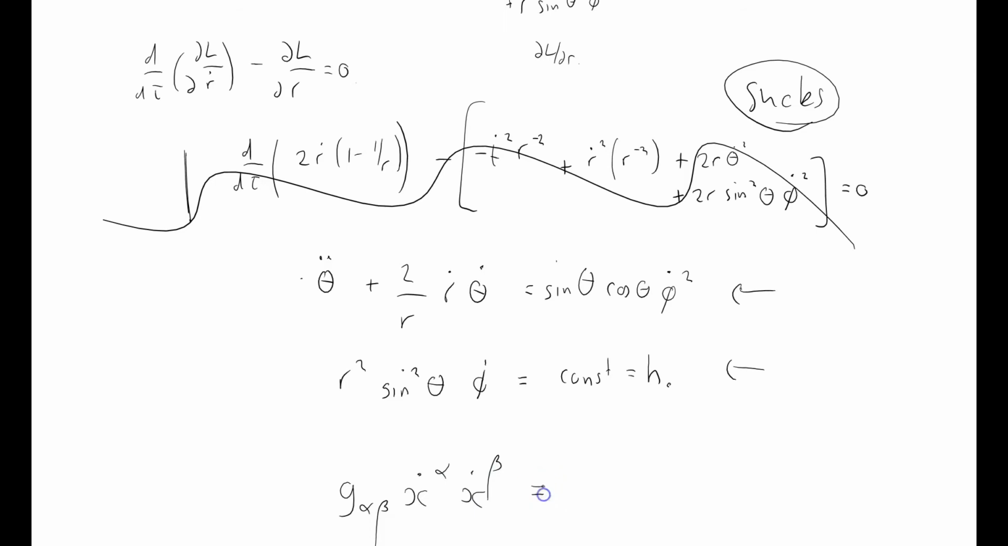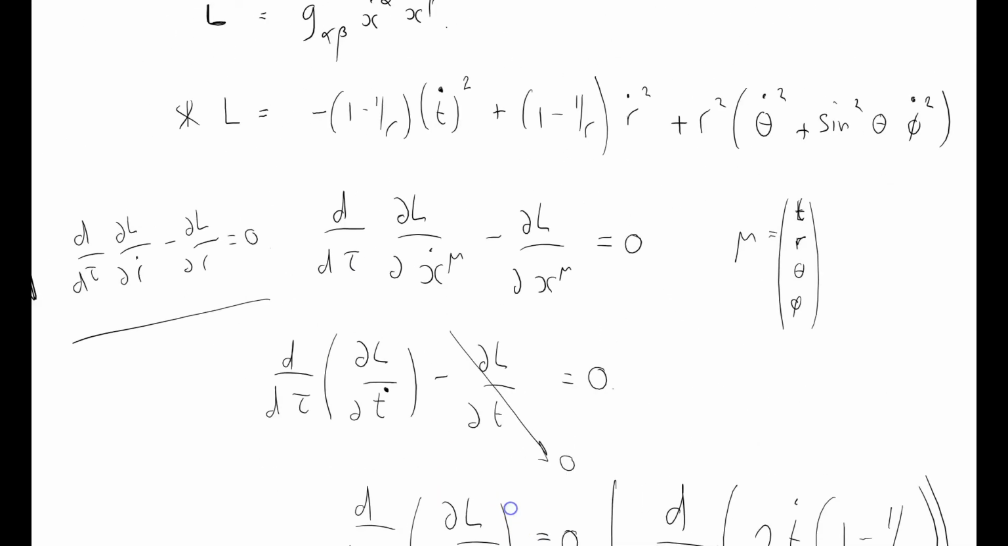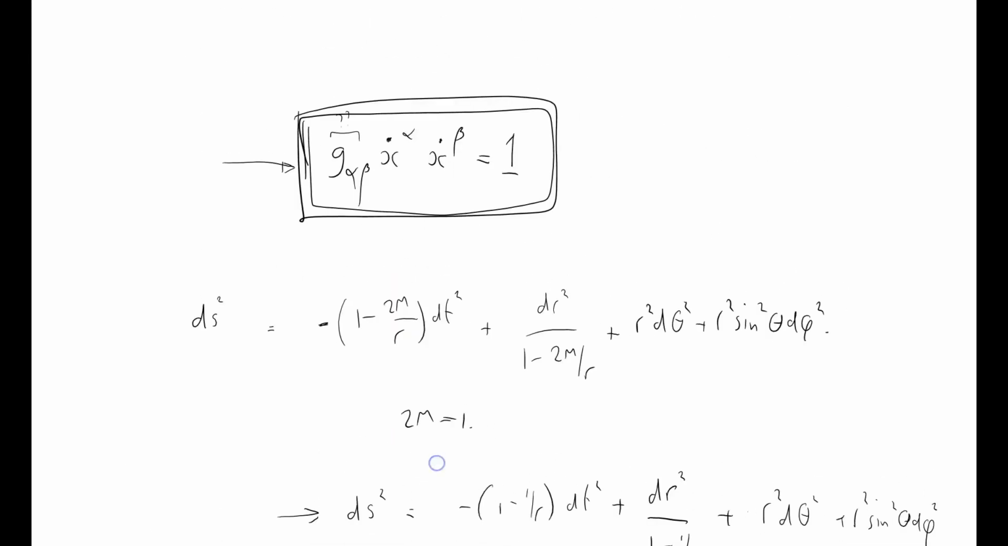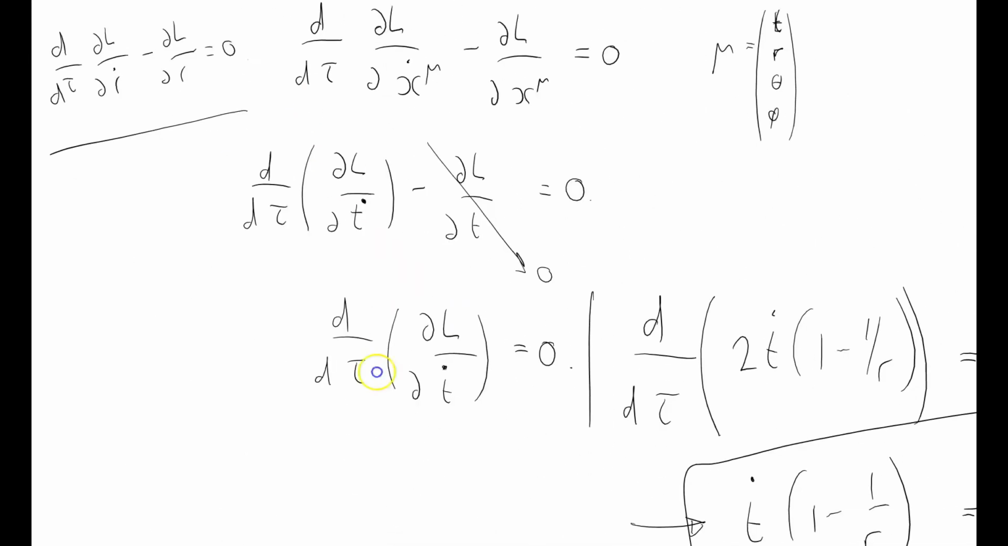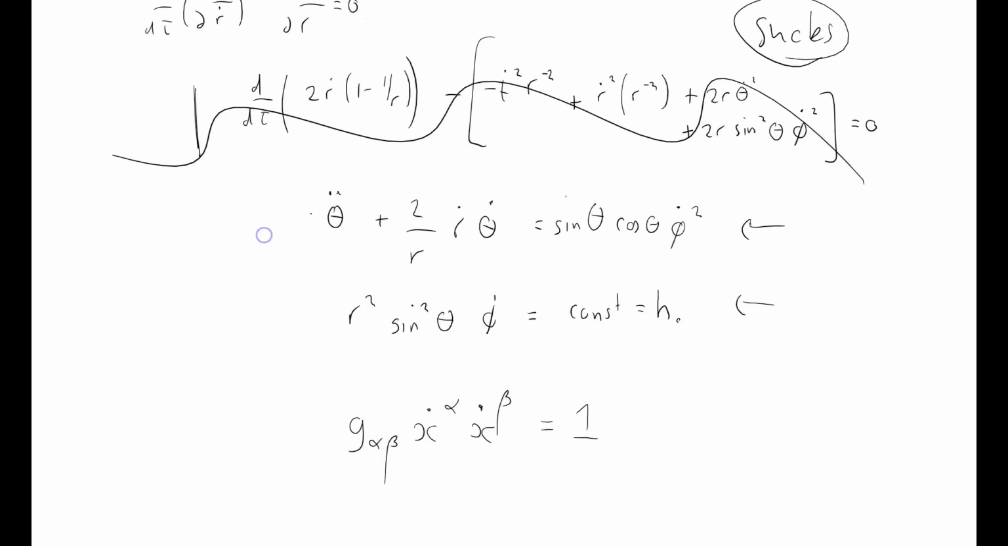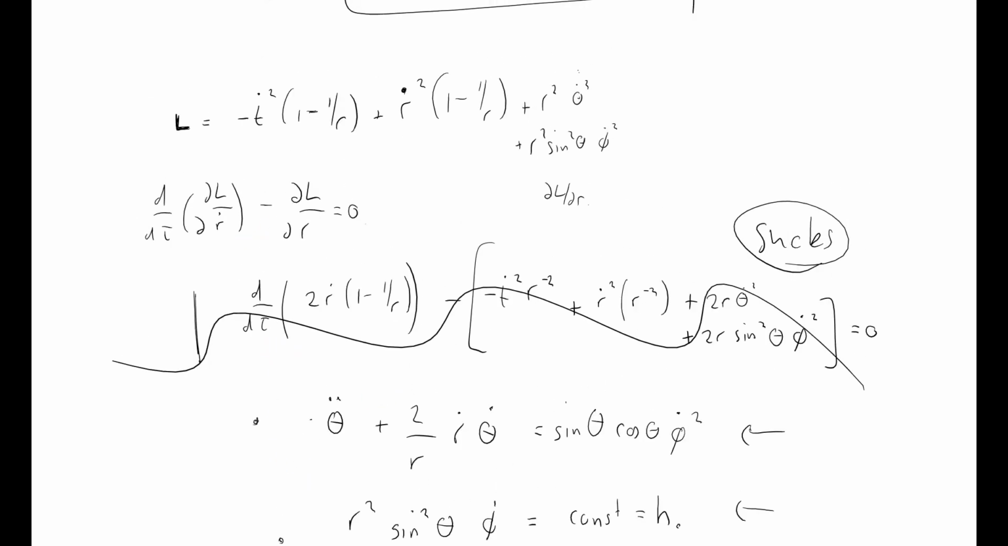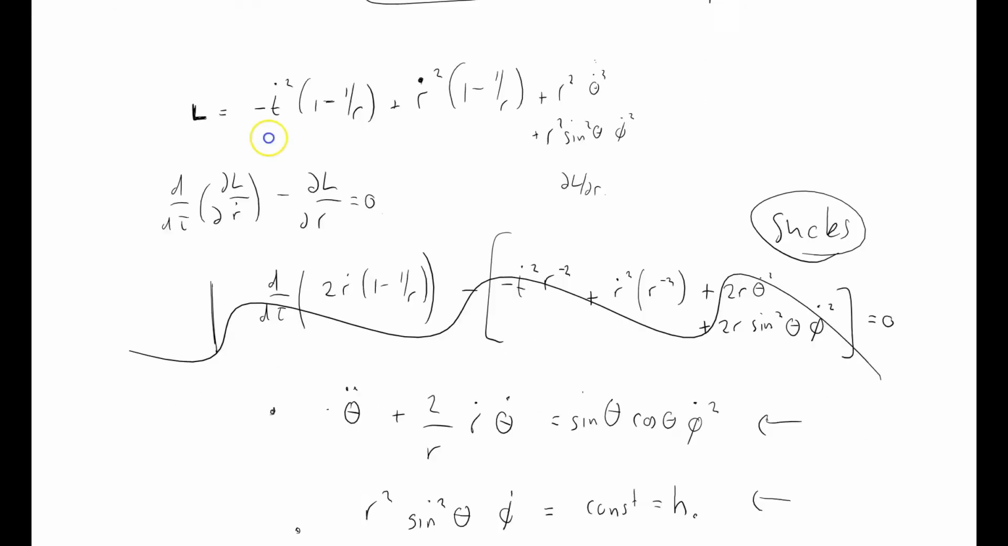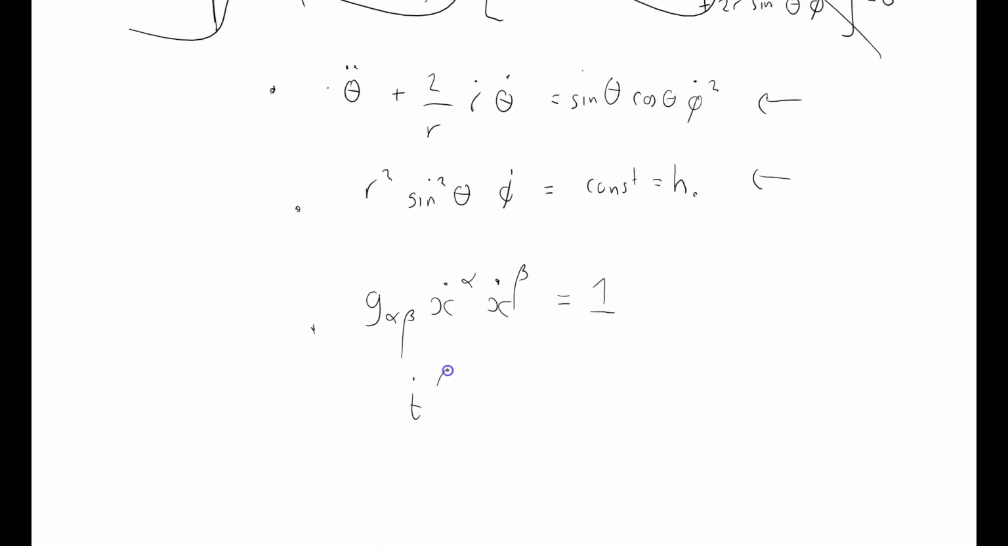And I'm going to remind you what the variational calculus argument gave us: g alpha beta x alpha dot x beta dot equals 1, which was, I think, the previous screencast. I'm not sure. Yes, here it was. It was that result there that I'm going to be using. So what we're going to do is get rid of the sucky one. We've got this equation, this equation, this equation, and also this beautiful one here, t dot (1 minus 1 over r) equals a constant. So we've got 4 equations for our 4 variables for geodesic motion of massive particles near a black hole. Beautiful. I'm going to stop there.